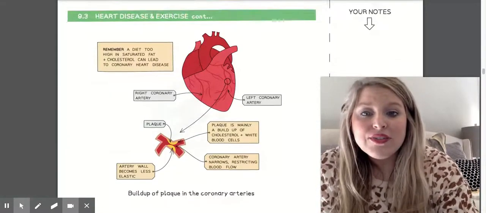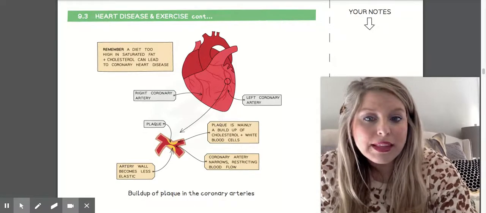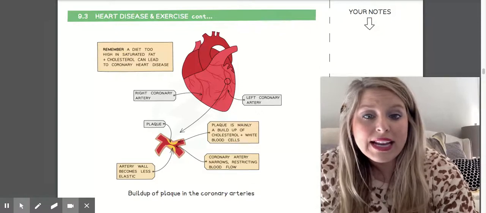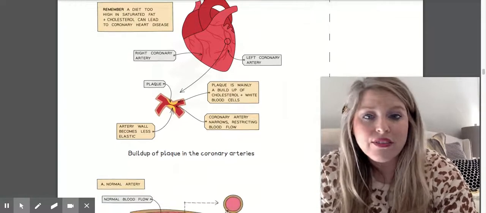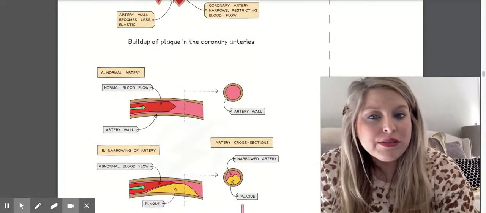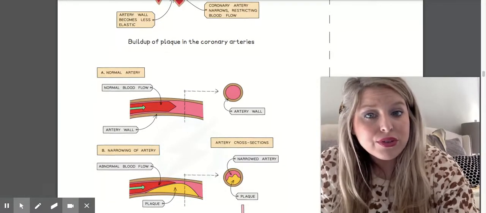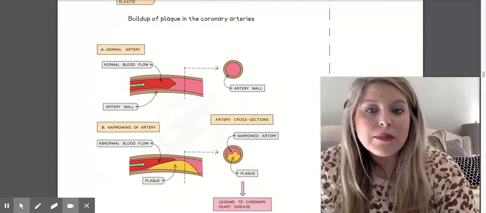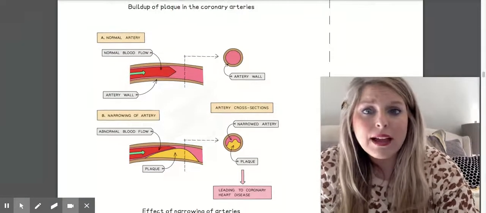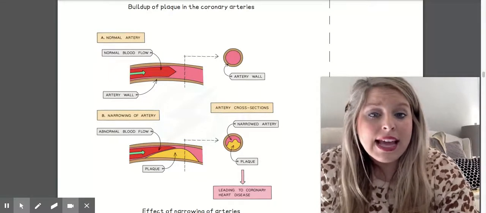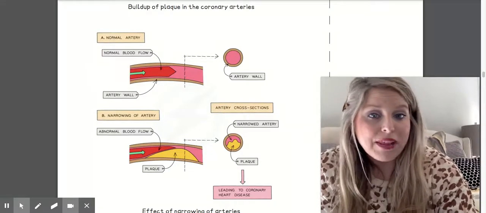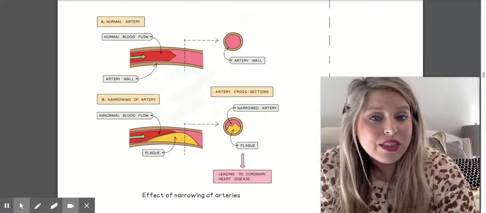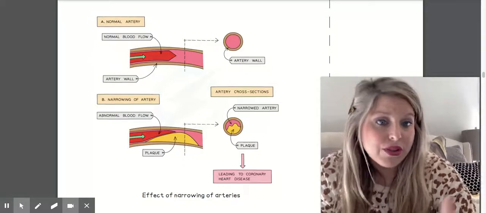Now, here's a view of how the plaques ultimately block the arteries. You can see it just builds up and builds up, creating a narrow pathway for blood to flow through. A normal artery would just be wide open for blood to flow through. So if you see the artery wall, it's going to be wide open in the center. But if you see an artery wall that has some sort of buildup of plaque, this would be the image that you would see. So you can see blood cannot flow easily through this artery, but it could through this one where there's no blockage.